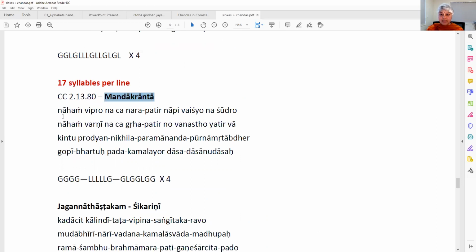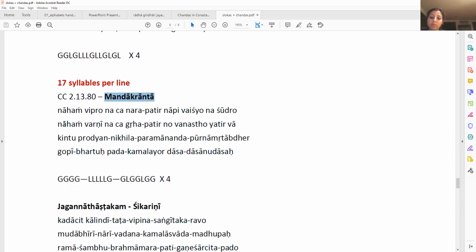Mandakranta is: Naham vipro na cha narapatir napi vaishyo na shudro, naham varni na cha grihapatir no vanastho yatirva, kintu prodyan nikhila paramananda purnamritabde, Gopi bhartu padakamalayor dasa dasanudasaha.